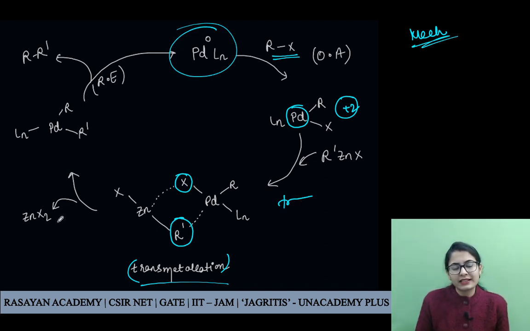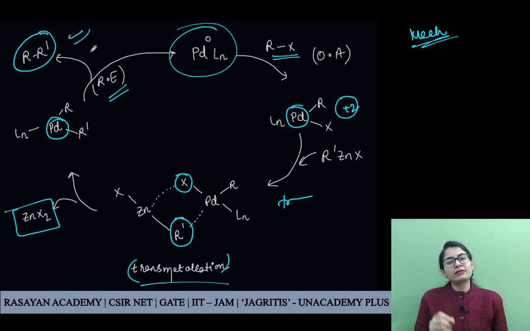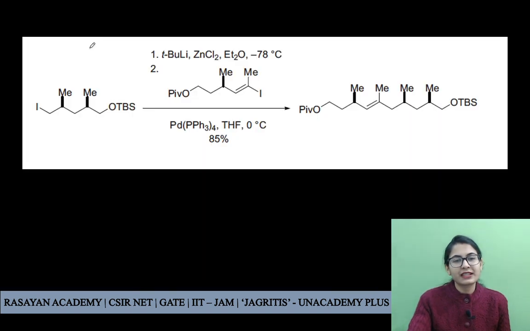It is not always the case though, but you can write it like this. Then you have ZnX2 and palladium having your L number of ligands, neutral ones, R and R dash. You do reductive elimination, it will be R and R dash, like this. So this is your new alkyl carbon-carbon bond formation once again in the cross coupling reaction.